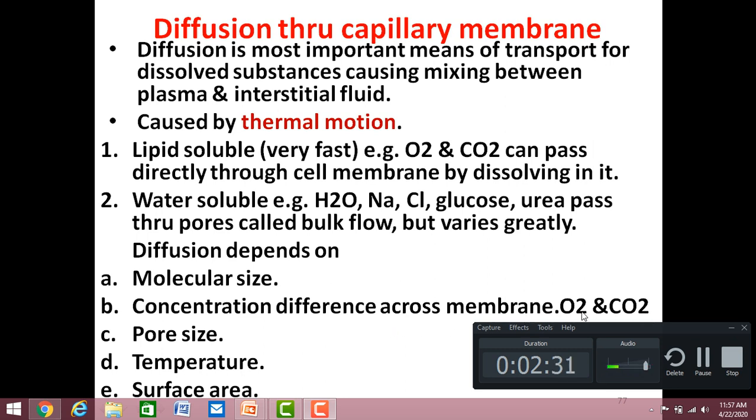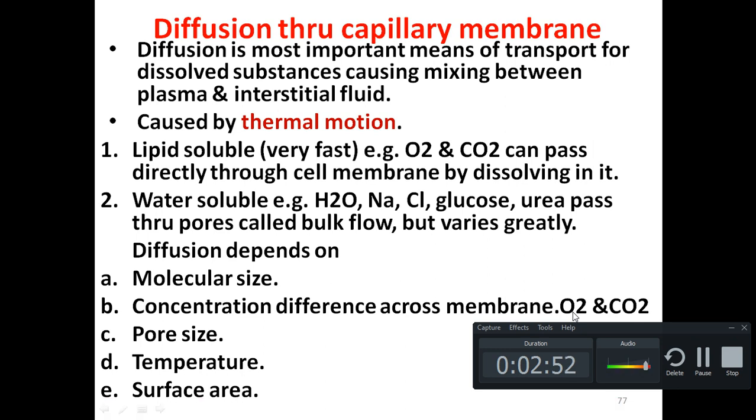And the best example is the oxygen. This oxygen has a higher concentration inside the capillaries and a lesser concentration on the outside of the capillaries. So because of this concentration gradient, these oxygen molecules will pass from inside the capillaries to the interstitial space. And similar is the case for the carbon dioxide, which has a higher concentration on the interstitial side and lesser concentration on the intracapillary side. So carbon dioxide will move from the interstitial fluid into the plasma.